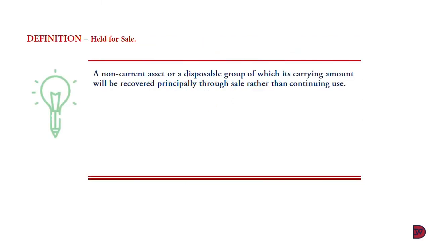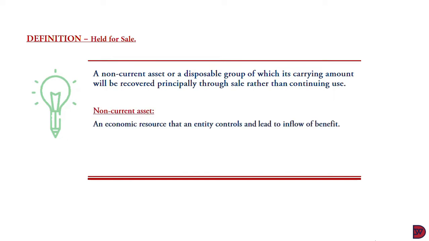Now we'll first deal with held for sale. An item held for sale is a non-current asset or a disposal group of which its carrying amount will be recovered principally through sale rather than continuing usage. A non-current asset, as you already know, is an economic resource that an entity controls, which will lead to an inflow of benefits. The benefit can be an increase in revenue or a decrease in cost.